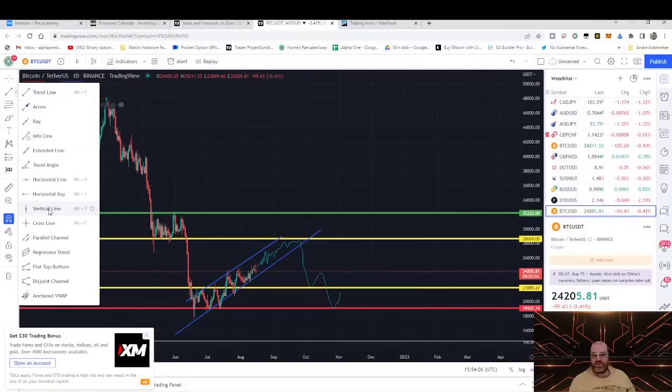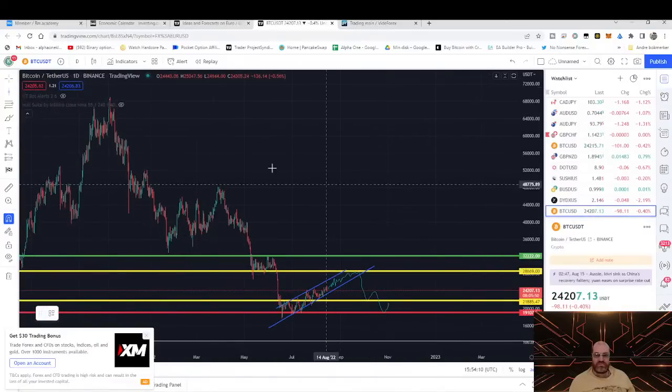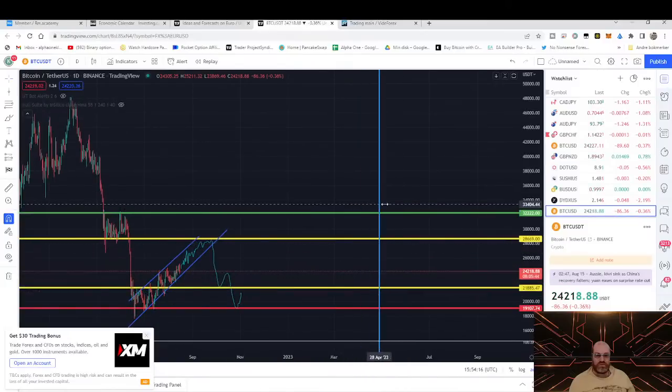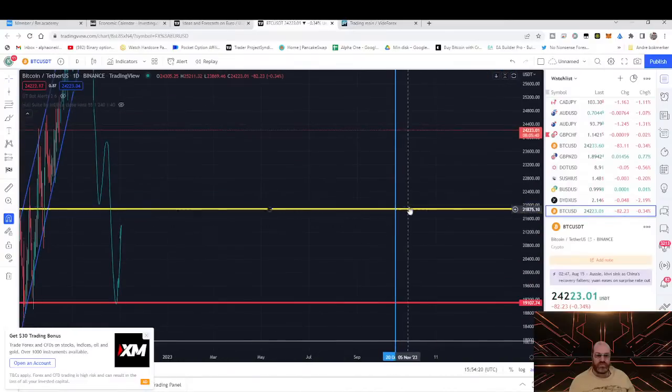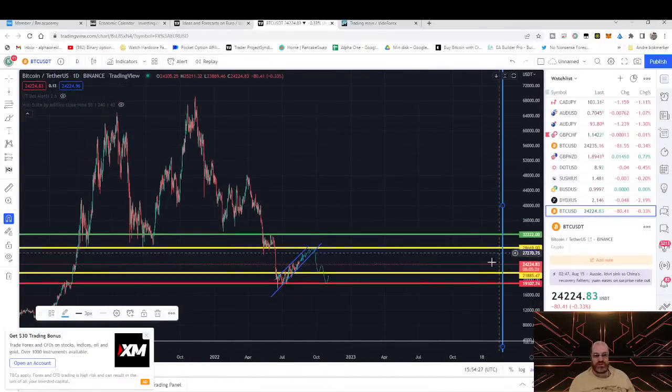Let me see if we can make this one. I think we can move this one a little more. At least till we come to this region, we will be playing here. Then maybe we start to shoot up.